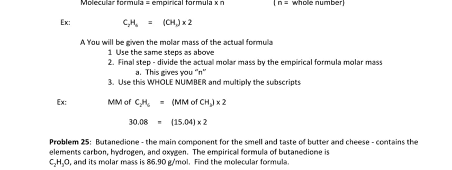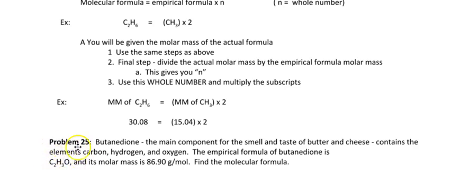It's a double ketone, by the way. The main component for the smell and taste of butter and cheese contains the elements carbon, hydrogen, and oxygen. The empirical formula of butanedione is C2H3O. I'm giving you the empirical formula. I am giving you its molar mass. So what is the actual molecular formula?